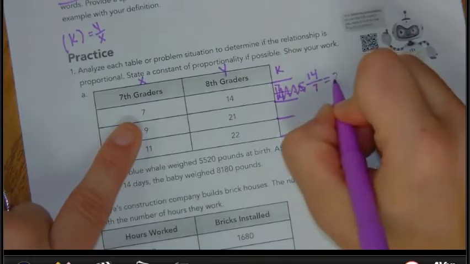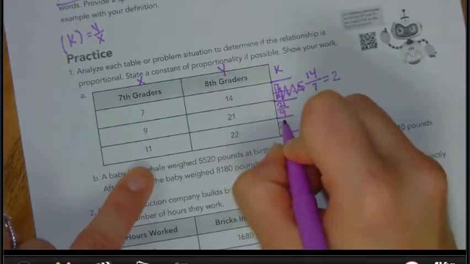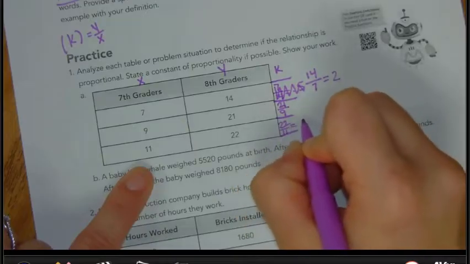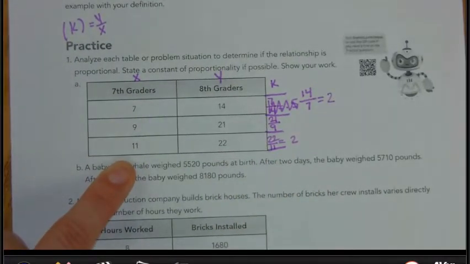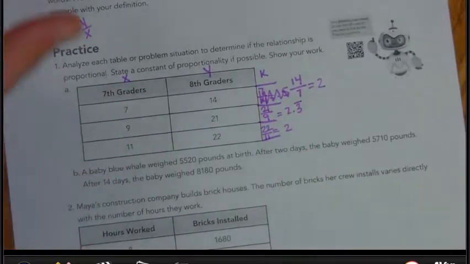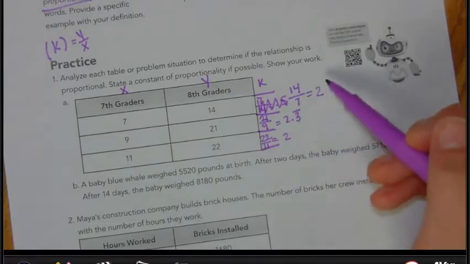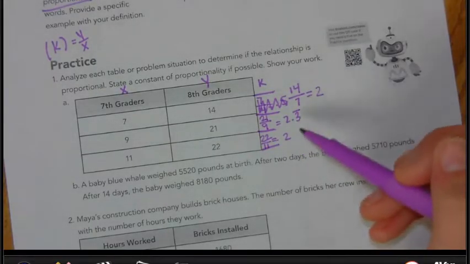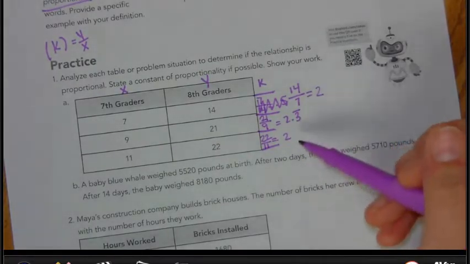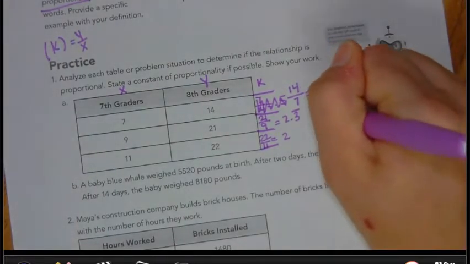So 14 over 7 is 2. 21 over 9. 22 over 11. So 22 over 11 is 2. And 21 over 9, that's not going to be 2. That is going to be 2.3 repeating. So do I have a constant rate of change where all three of my numbers are the exact same? No. So is A a proportional relationship? No. So not proportional.